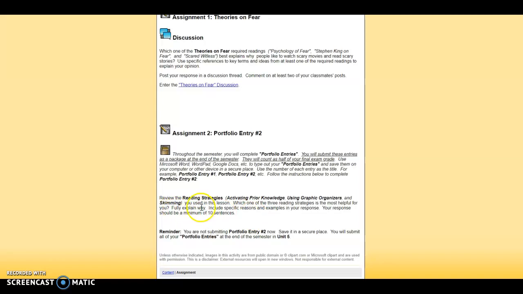Choose one of the 3 and fully explain why you've chosen it as your favorite reading strategy, and include specific reasons and examples to support your response. This is important here: in every portfolio entry that we do, I will always ask for at least 10 sentences.